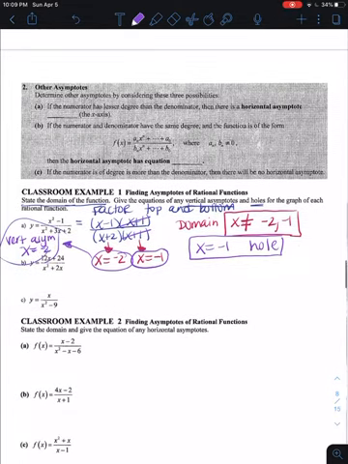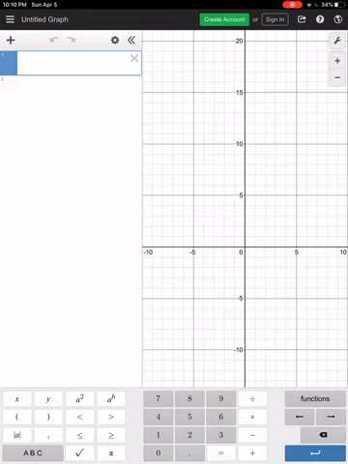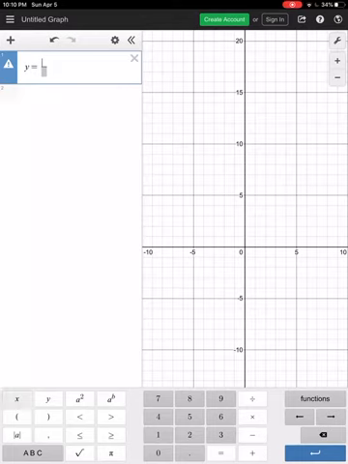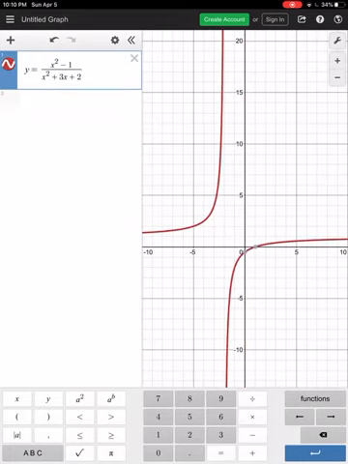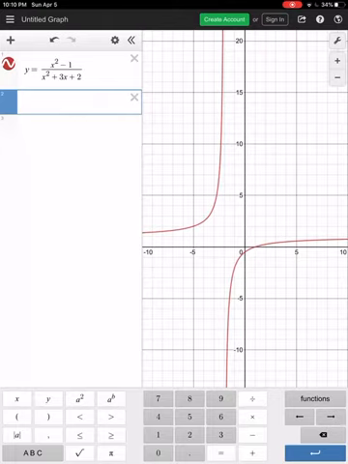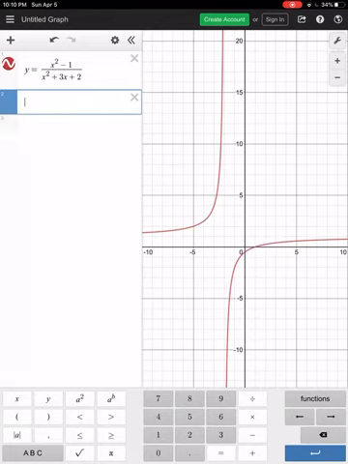So I'm going to put this into Desmos and let's see if we can see all of this in Desmos. So x squared minus 1 over, all right, give me a second. So I'm going to put y equals a fraction. You have to hit the division button. This is x squared minus 1 divided by x squared plus 3x plus 2. So the first thing we said was that there was a hole at x equals, what was the value? At x equals negative 1, there's a hole.